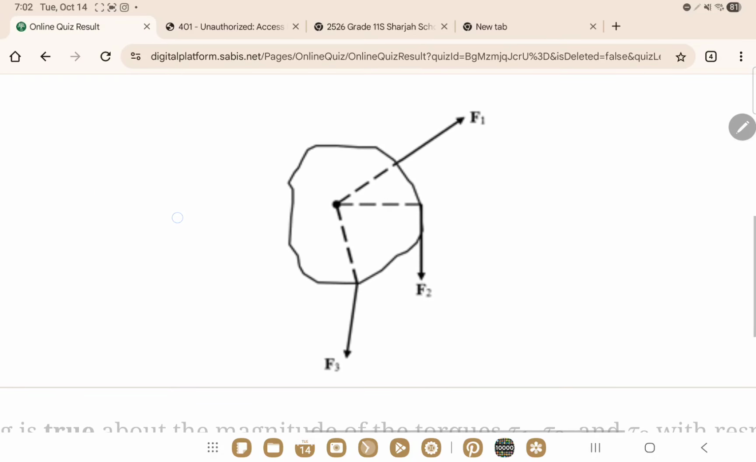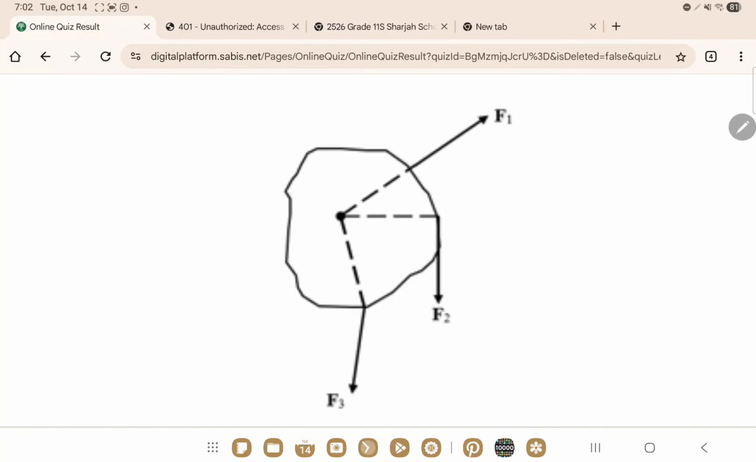Here we have a question asking you to compare the magnitude of the torque. Now, we took something last year that tells us if a force is going through the fulcrum, the torque is equal to 0. So F1 passes the fulcrum, so it is 0. Now we have F2 and F3, here and here. This is the distance. Now what can we see about F3? It is coming at an angle, whereas F2 is perpendicular.